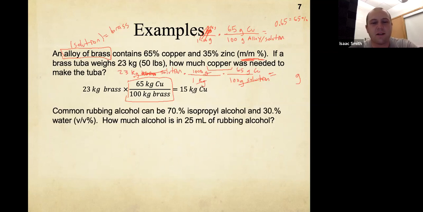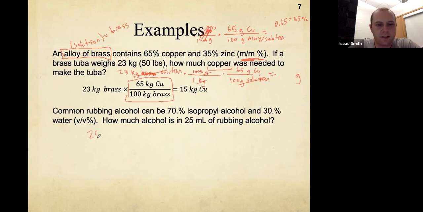Go ahead and try this one out as well. Okay, so this one says common rubbing alcohol can be 70% isopropyl alcohol and 30% water. So that's the volume percent. How much alcohol is in 25 milliliters of rubbing alcohol?